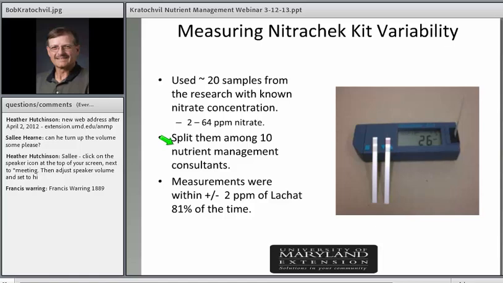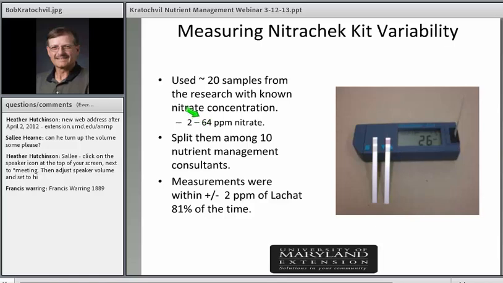What we did is we used about 20 of the samples, it might have been 21 or 22, from that research that I've described to you earlier. We knew the nitrate concentrations in those samples. These samples had a range from 2 parts per million to as high as 64 parts per million nitrate. We split those samples among 10 nutrient management consultants and had them run them on their kits.